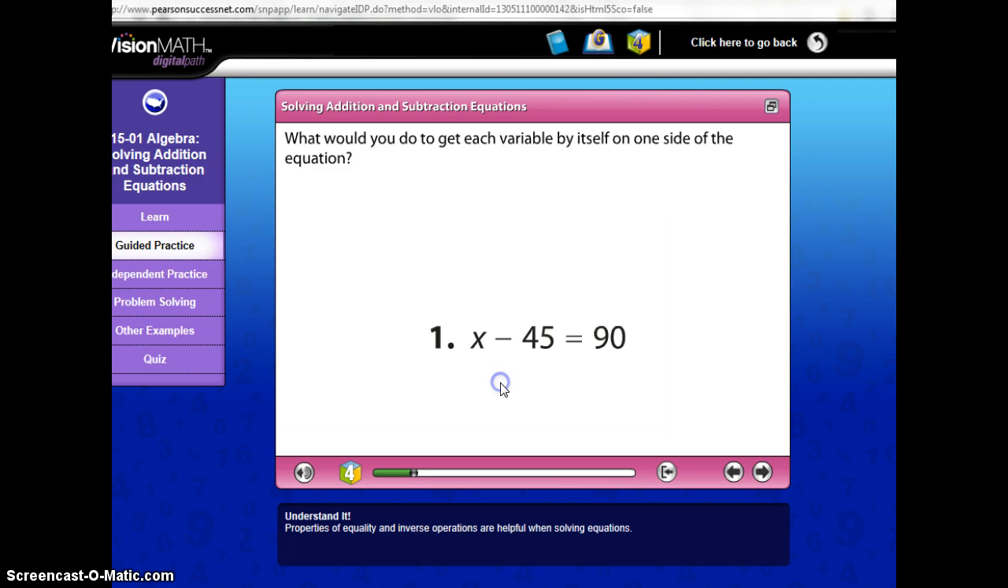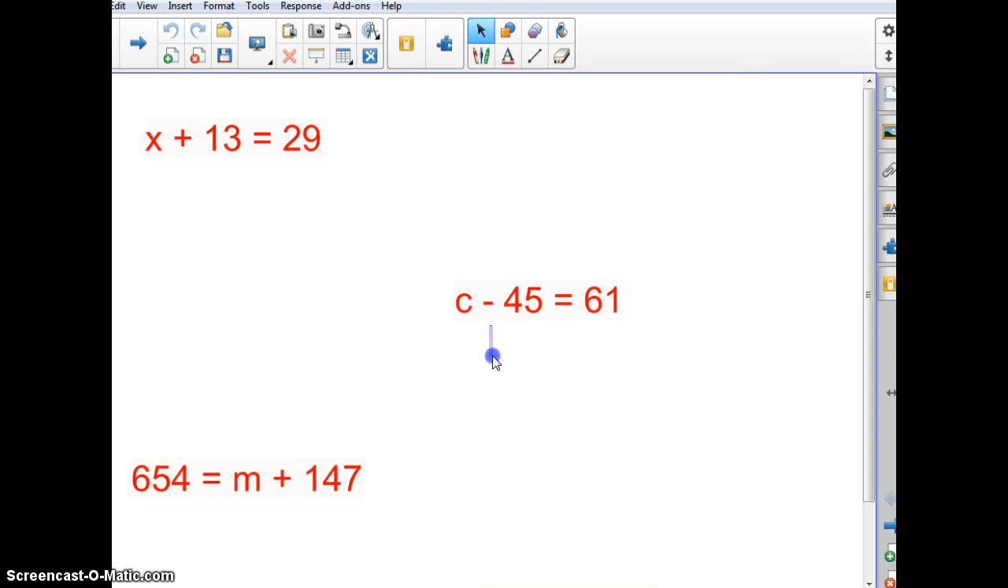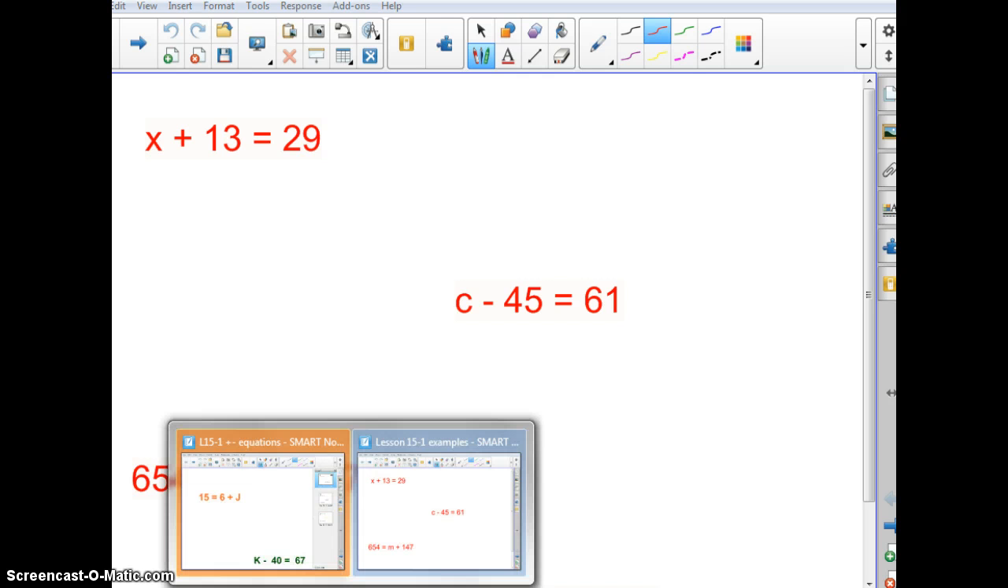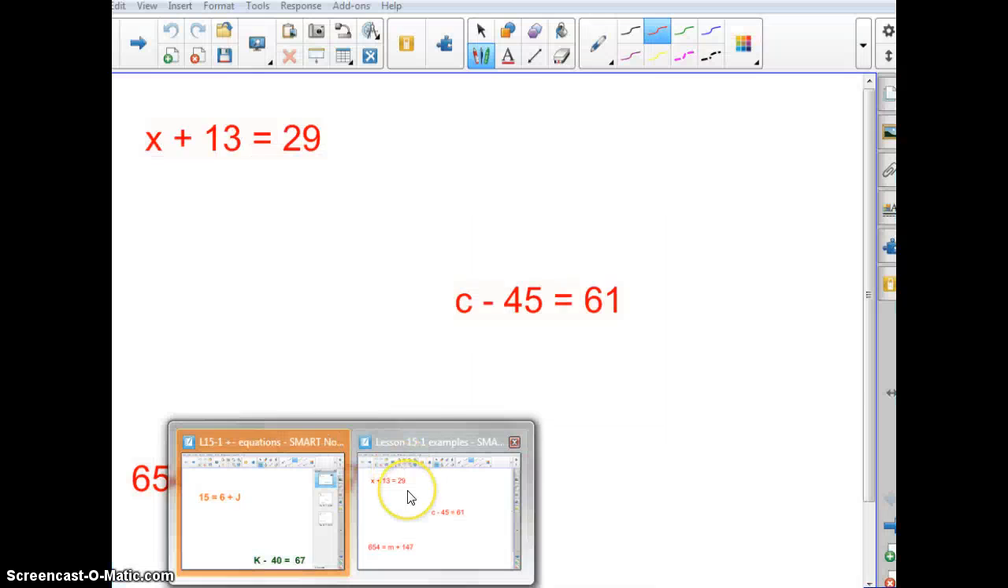So our job is to, let's see if I can... I won't be able to write on here, darn it. We're going to move over to this then.